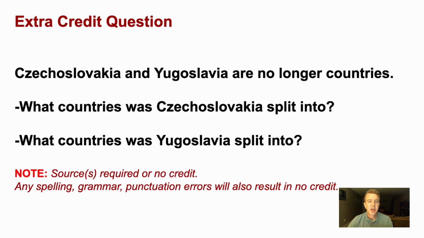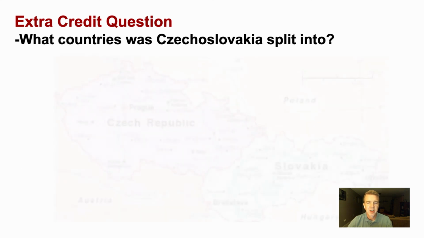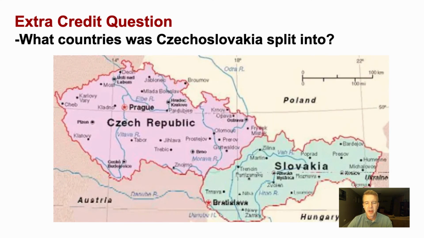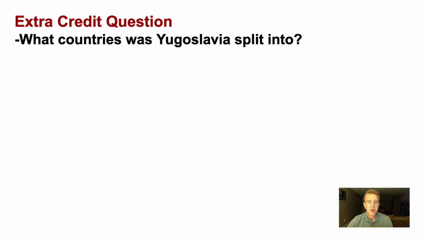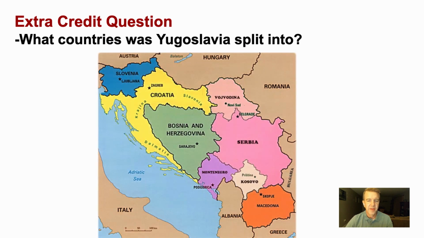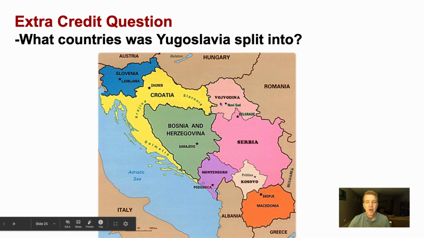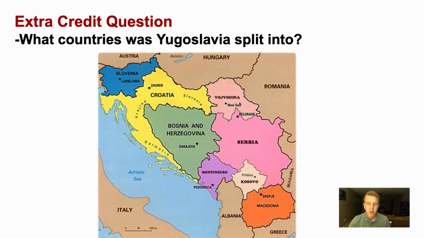Okay, extra credit. Czechoslovakia and Yugoslavia are no longer countries. What were they split into? Czechoslovakia is the easy one: the Czech Republic and Slovakia. And Yugoslavia is a little bit tougher because Yugoslavia was split into Slovenia, Croatia, Bosnia-Herzegovina, Serbia, Montenegro, Kosovo, and Macedonia. Vojvodina is actually sort of a region that is basically run by Serbia from Belgrade.